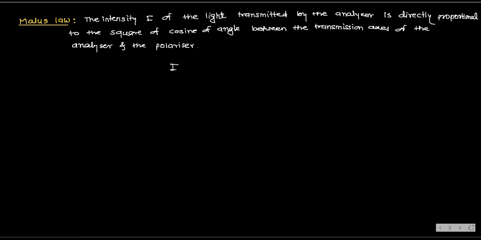So that is I is directly proportional to cos square theta, and I is equal to I naught cos square theta. This is what your Malus law is.